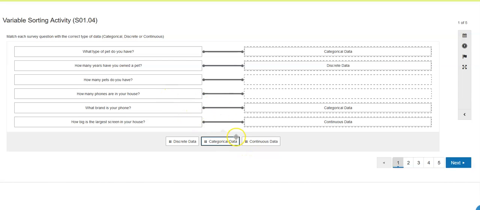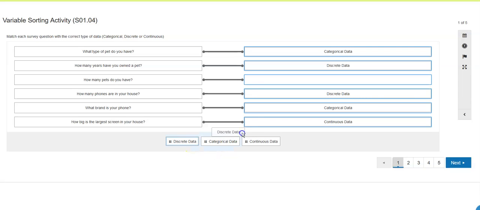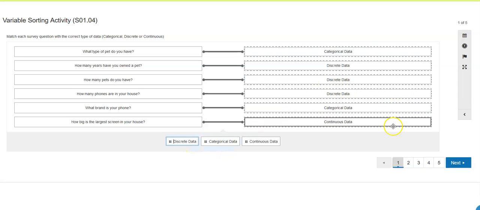How many phones? 1, 2, 3, 4, 5 phones. That's discrete. And how many pets do you have? That's just a straight number. That's discrete as well. So that would be those. And the only continuous one was how big is the largest screen in your house.